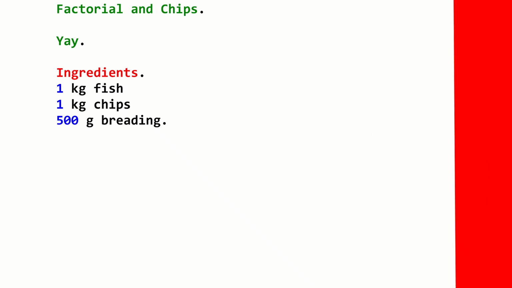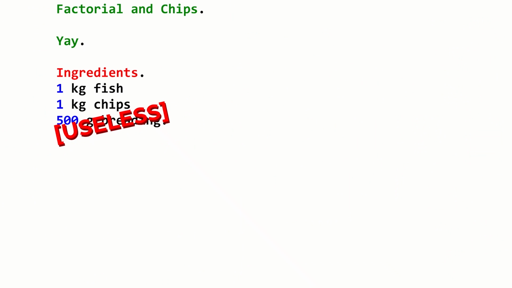Factorial in chips really only needs 2 ingredients, fish and chips, but to add some realism, I put breading in there as well. But it's not going to be useful for anything and we can pretty much just ignore it.